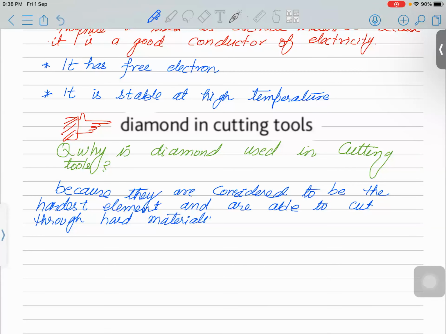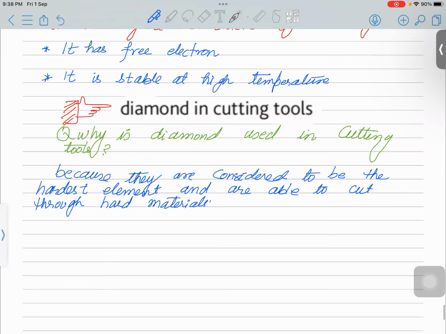Do you have more answers? Sir, because the layers are not made up of weak van der Waals, but throughout the structure there's covalent bonding, which is strong. Very good. So the hardness of diamond is due to its crystal structure. You can say that.